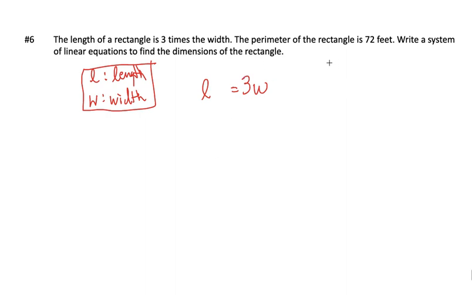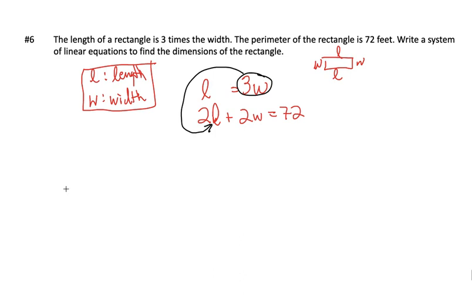To make them equal, we multiply the right hand. And then perimeter, remember perimeter? We have to remember 2 widths and 2 lengths. So that would be 2L plus 2W equals 72. Then we'll substitute 3W in for L because L equals that. Draw our arrow to L. So that would be 2 times 3W plus 2W equals 72.